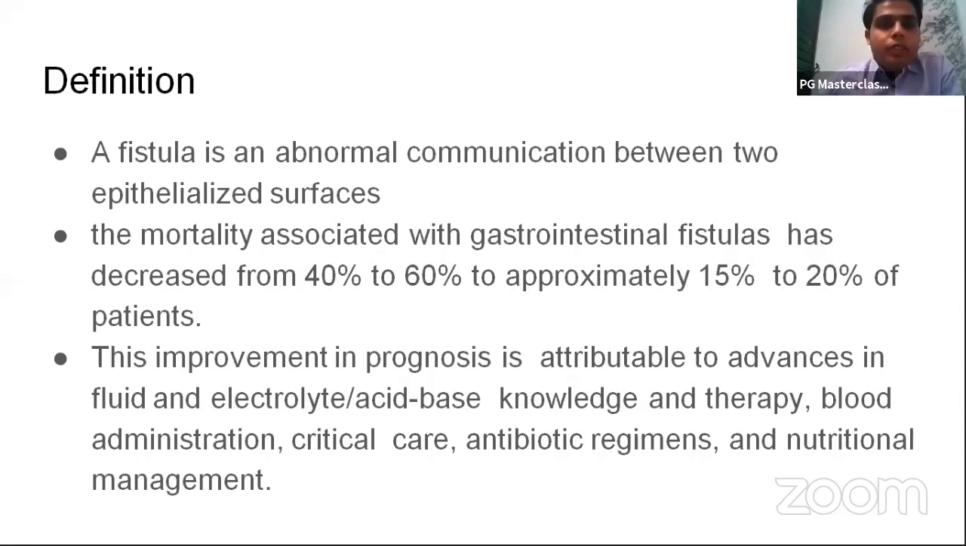Fistula is an abnormal communication between two epithelialized surfaces. In this case, entero-cutaneous fistula, which is the connection between the intestinal lumen and the skin surface. The mortality associated with GI fistula has decreased from 40 to 60% in the past to the recent 15 to 20% of the patients. This improvement in prognosis is mainly attributed to advances in fluid, electrolyte and acid-base knowledge and therapy, with blood administration, critical care, antibiotic regimens, and mainly due to nutritional management.